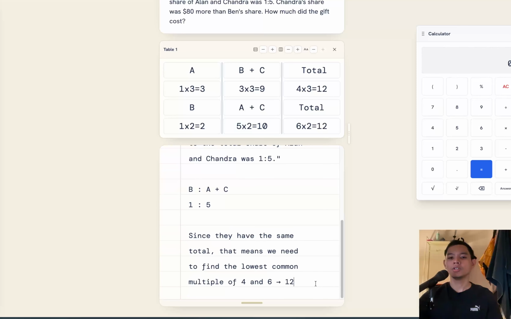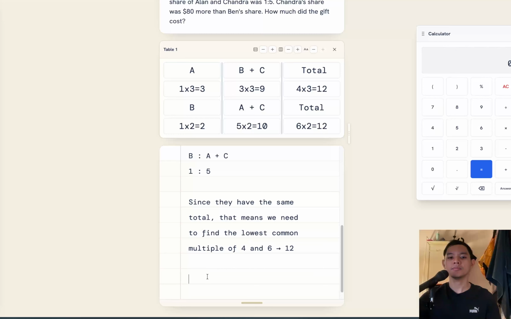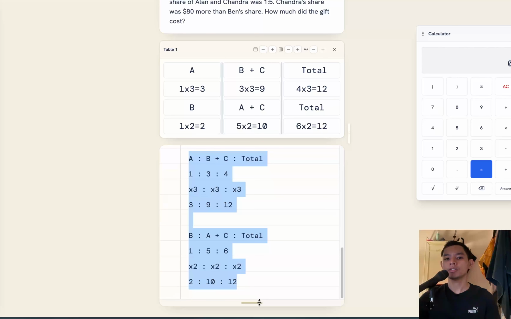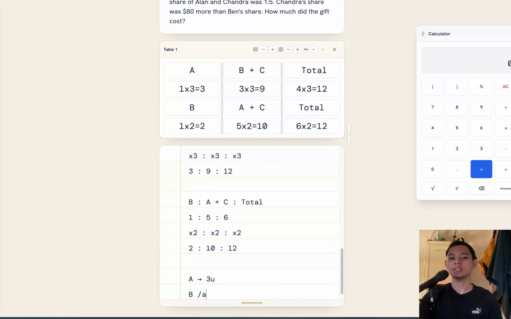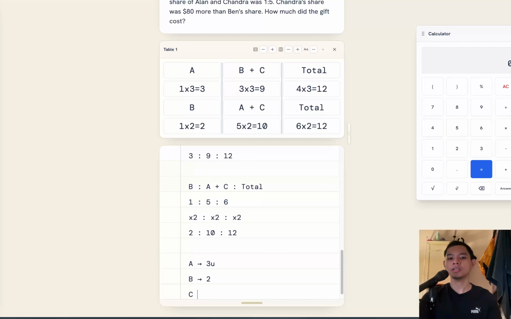This will be 10. So since they have the same total, the final will look something like this. A is 3 units, B is equal to 2 units, and C will be 10 minus A plus B, so 12 minus 3 minus 2, which equals 7 units.